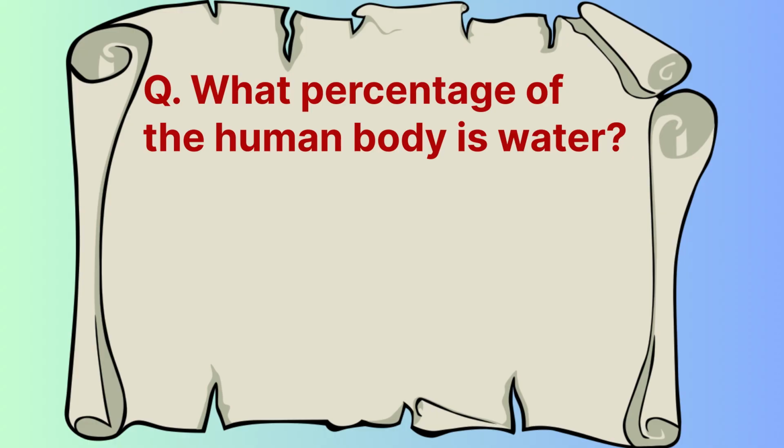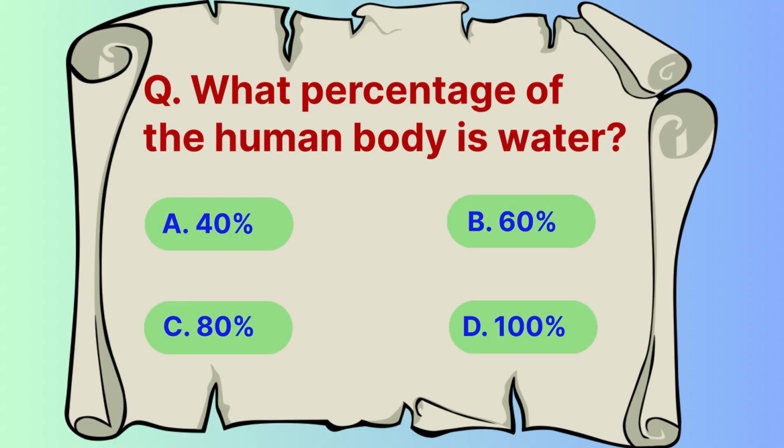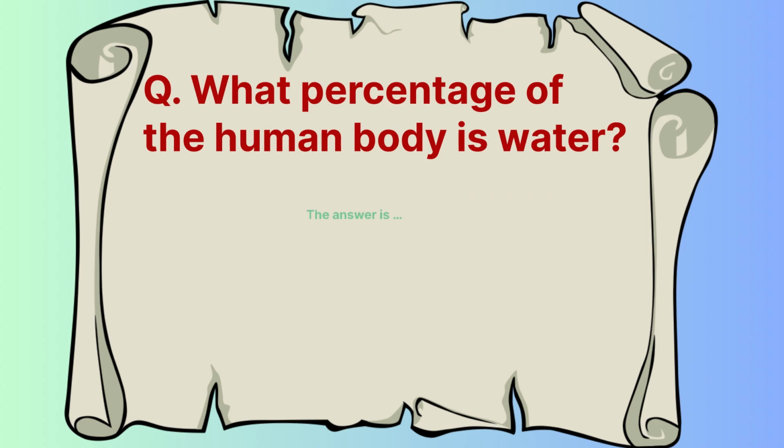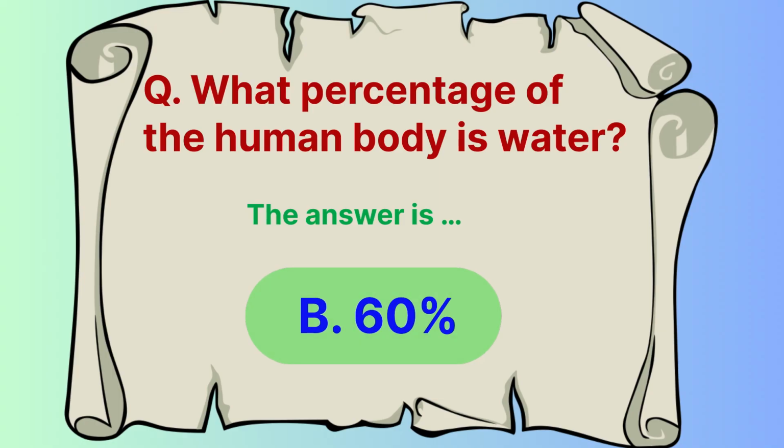Next question, what percentage of the human body is water? Option A 40%, B 60%, C 80%, D 100%. So the answer is B 60%.